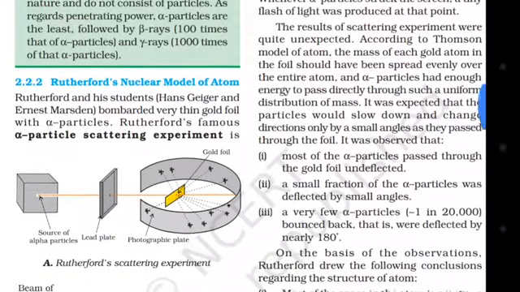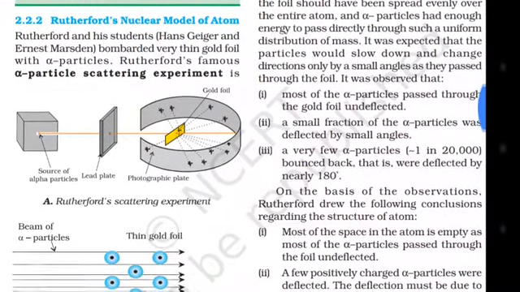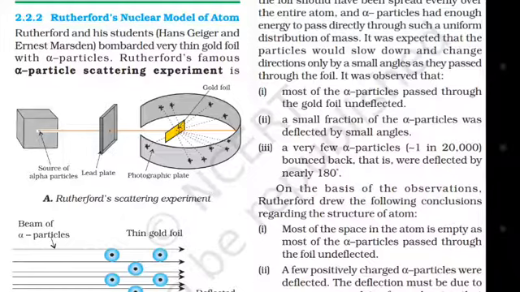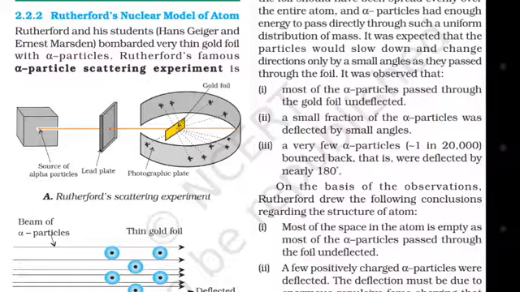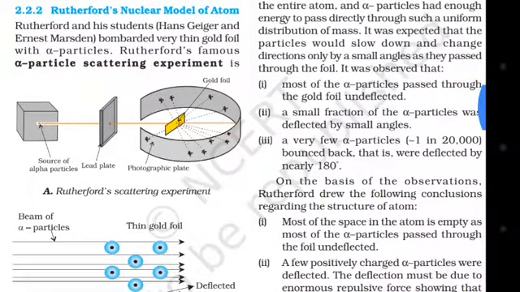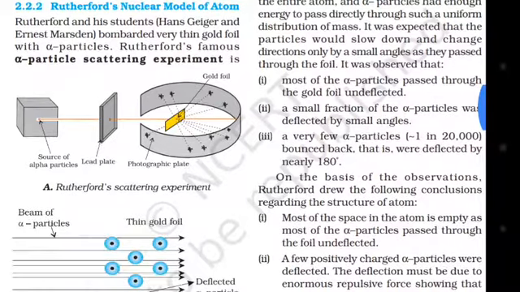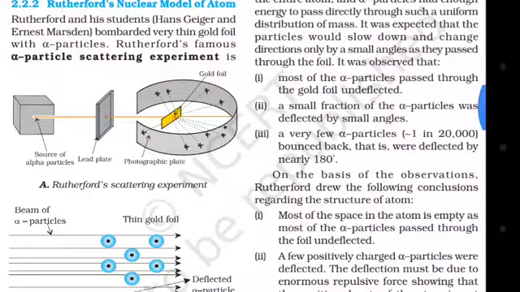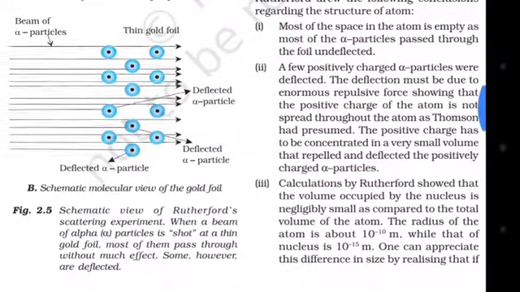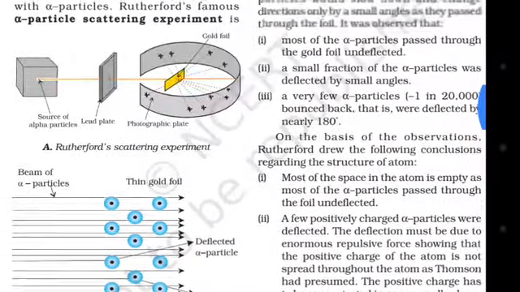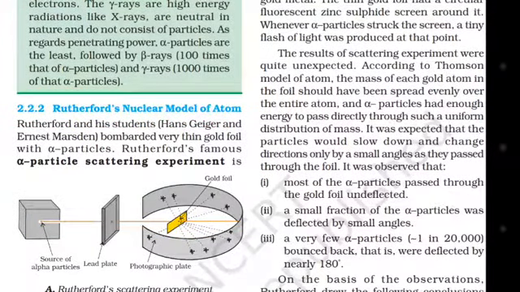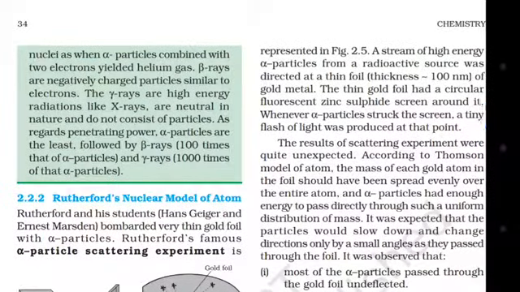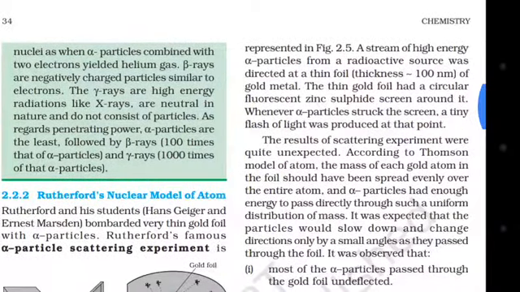2.2.2 Rutherford's nuclear model of atom. Rutherford and his students Hans Geiger and Ernest Marsden bombarded very thin gold foil with alpha particles. Rutherford's famous alpha particle scattering experiment is represented in Figure 2.5. Yes, we can see that here.